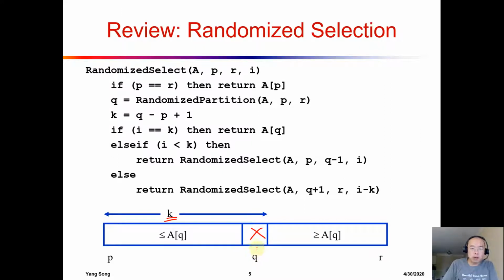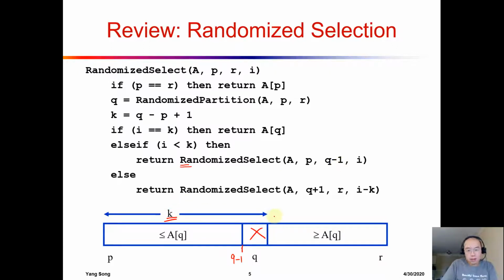Otherwise, we want to see whether i is in this range or in this range. If i is on this side, we narrow down the further search to just this side. This is a recursive function call, however the search area will be from p to here, which is q minus 1. So we only need to search from p to q minus 1, and we are still looking for the ith order statistic.